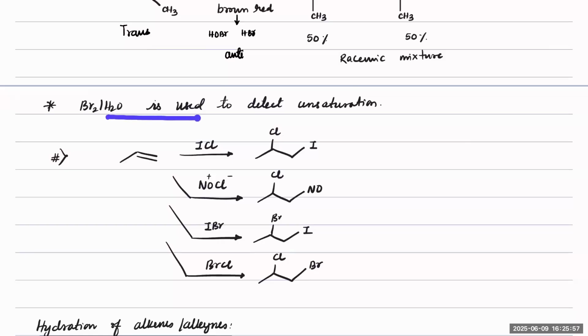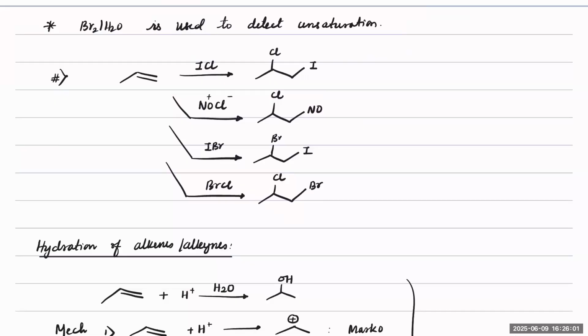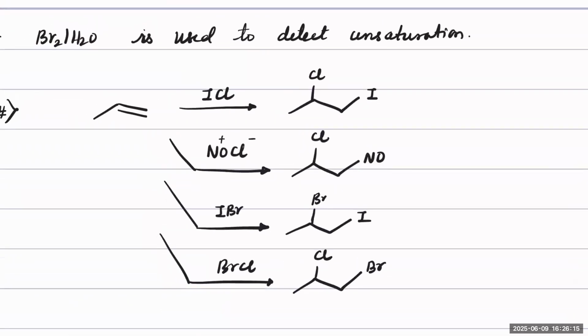So bromine water is always used for detection of unsaturation. Now, similar to that, what are the other reactions which can take place? If I take ICl, NOCl, IBr, BrCl, you just need to figure out which will act like a positive charge and which will act like a negative charge. That means which is electrophile, which is nucleophile. You can see this is nucleophile, this is electrophile based on electronegativity.